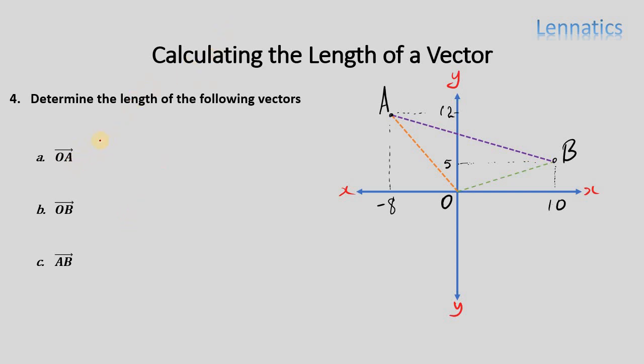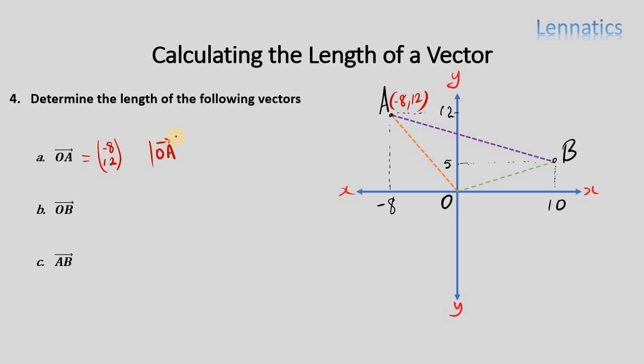Vector OA. So before we calculate the length, we need to know the components of vector OA, which we calculated in the previous videos. Vector OA is the same values in terms of the coordinates as the components. So point A is located at -8, 12. So the position vector OA will have the same values for the components, -8, 12, as discussed in the previous videos. Okay, so now we want to find the length of vector OA.